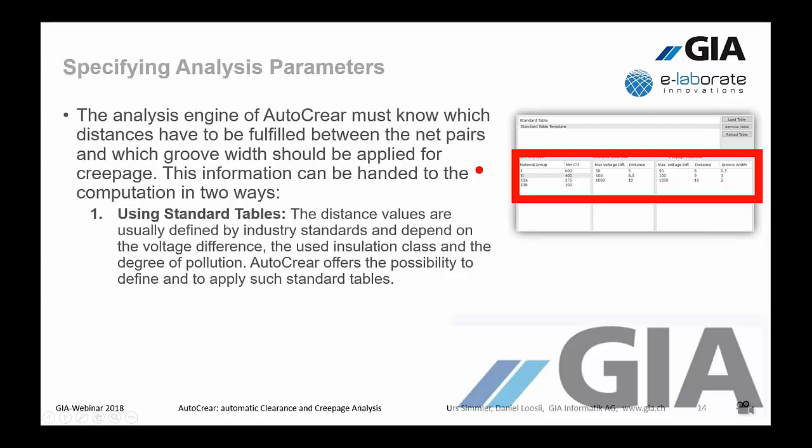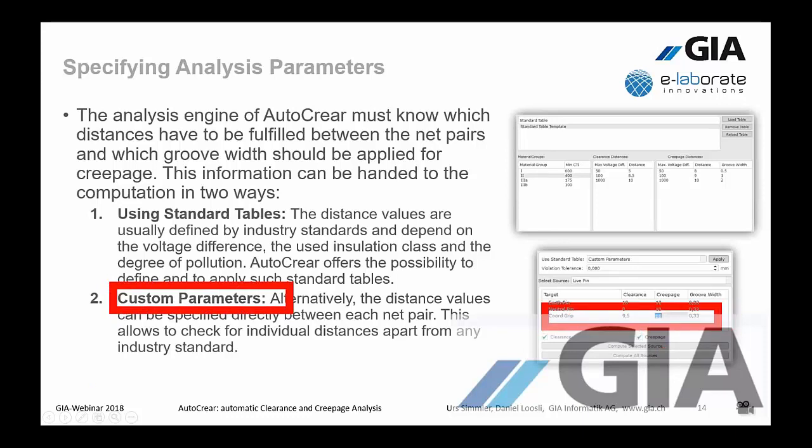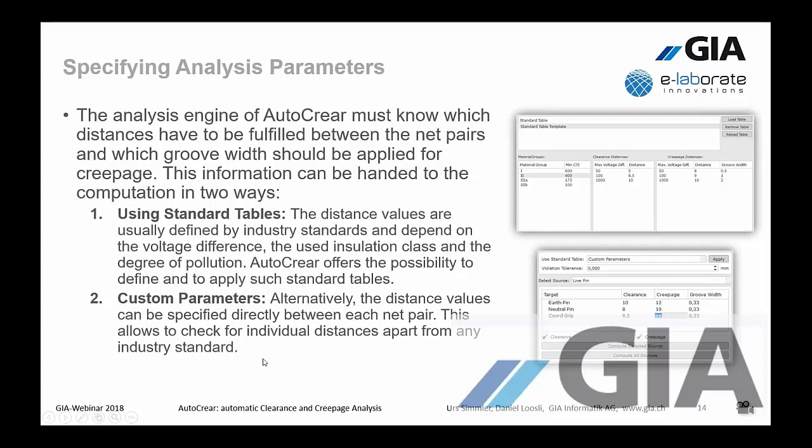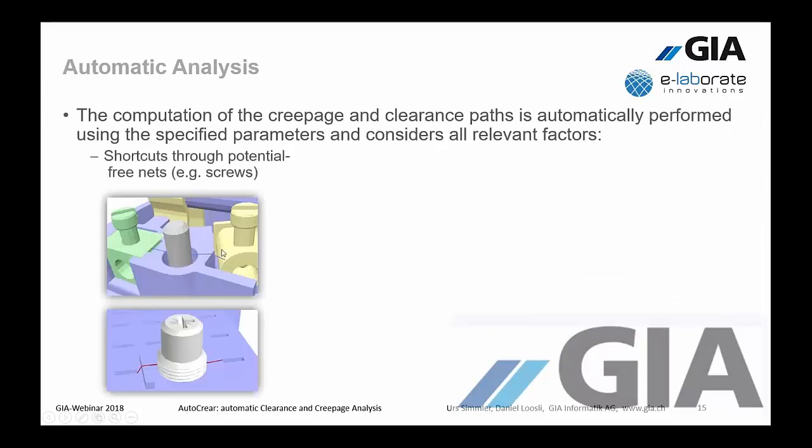Or there are capabilities inside to use custom parameters, just to play around in AutoCrear to see maybe distances between specific items in order to test special paths. Okay. And at the end, when you have defined that step, you run the analysis.